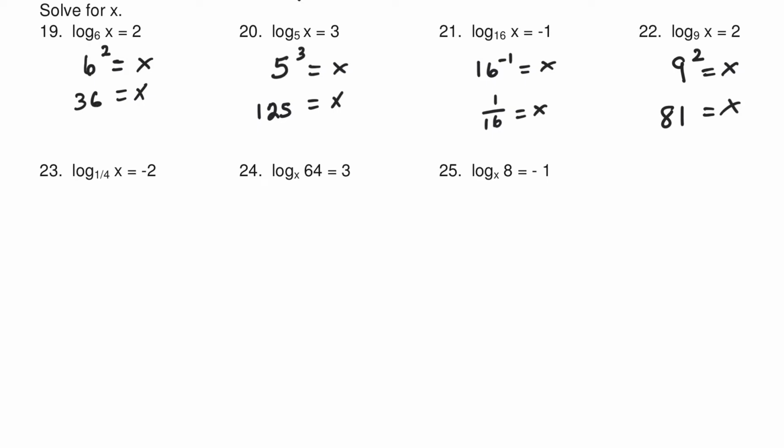The next one we have log base 1/4 x equals -2. So you have 1/4 raised to the -2 power equals x. Well, that negative means you got to get the reciprocal. And 4 squared gives you 16.